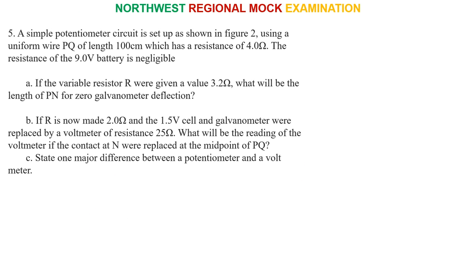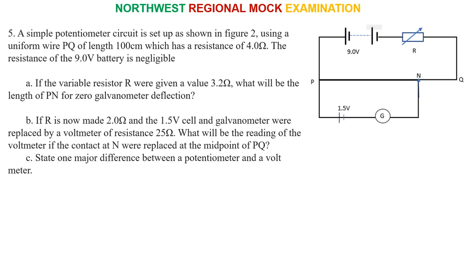Okay, so question 5 says a simple potentiometer circuit is set up as shown in figure 2 using a uniform wire PQ of length 100 cm, which has a resistance of 4.0 ohms. The resistance of the 9.0 volts battery is negligible, so it means the internal resistance of this 9.0 volts battery is negligible.